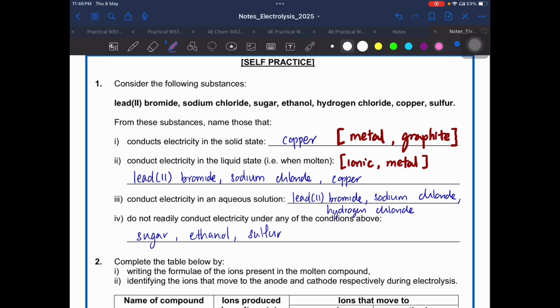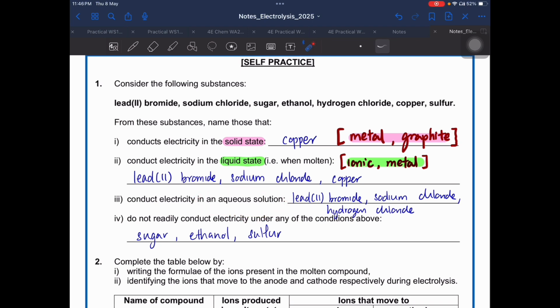So I think generally, if it's a solid state, it's quite clear cut. There's either metal or graphite. Generally, if it's a molten state, liquid state, it's also quite clear cut. It's either ionic or you're just looking at metals. Now, but when it comes to aqueous, I agree that it gets a bit confusing.